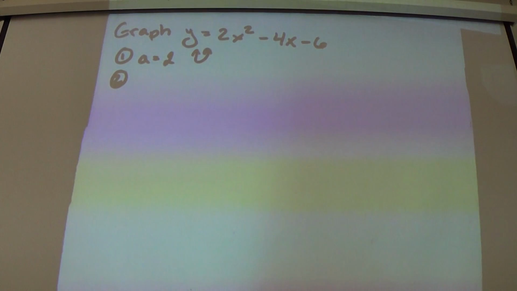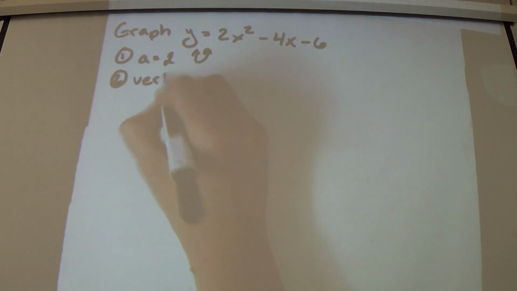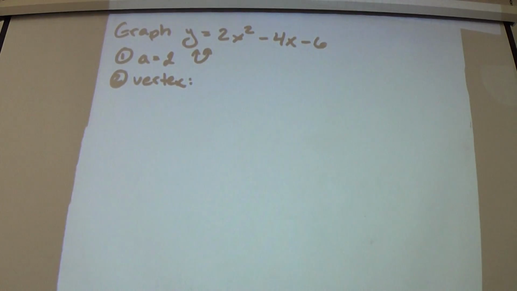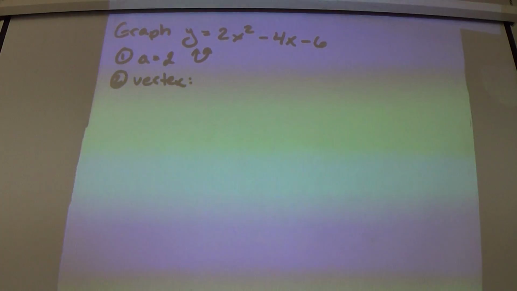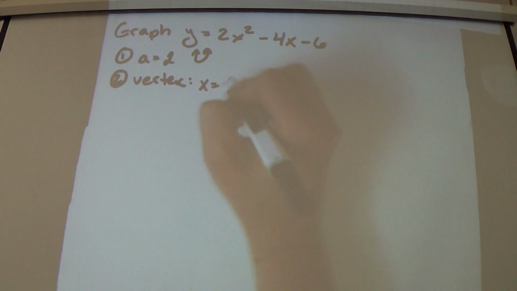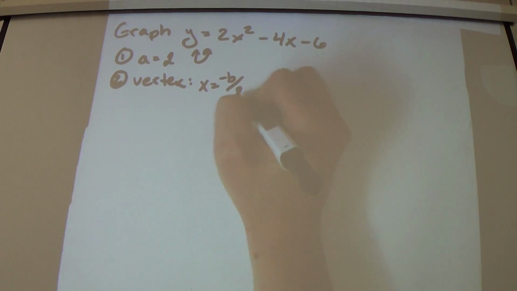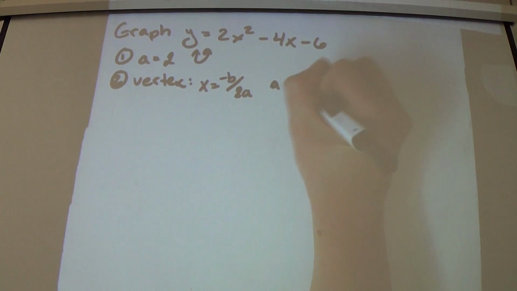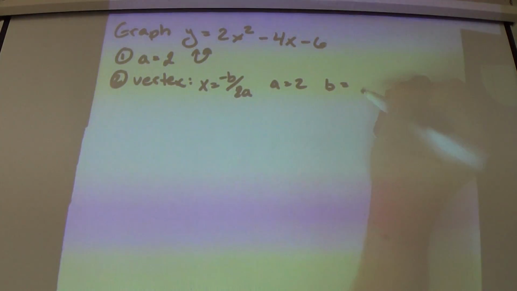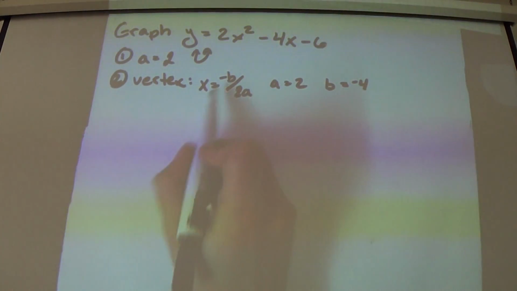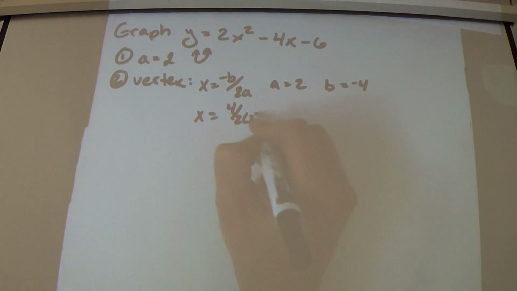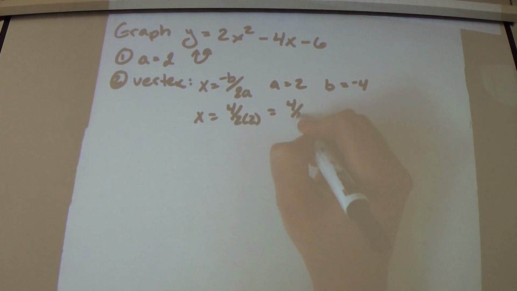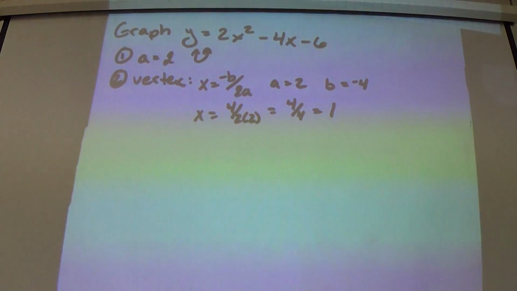Second step, again, a little bit out of order, is to do your vertex. How do I find the vertex on this type of a problem? Yeah, negative b over 2a. So we said a is 2, what's my b value? -4. So a negative of a negative 4 gives me positive 4 over 2 times 2. That's 4 over 4, which gives me an x value of 1 for the vertex.